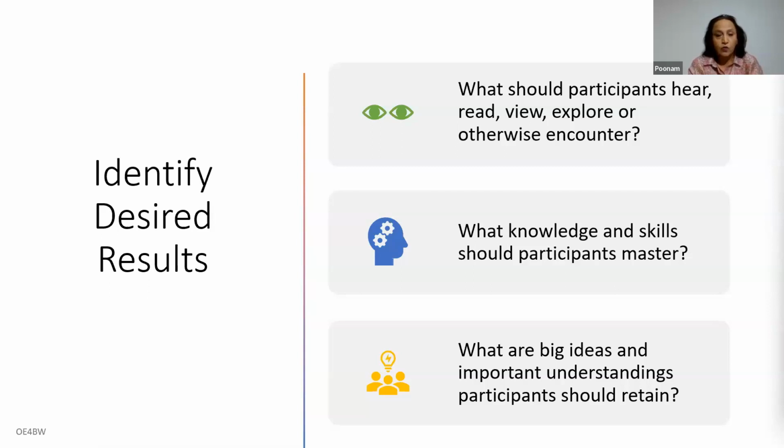1. What should participants hear, read, view, or explore? This kind of knowledge is considered knowledge worth being familiar with. Information that fits within this question is the lowest priority content information that will be mentioned in the lesson, unit, or course. Second, what knowledge and skills should participants master?